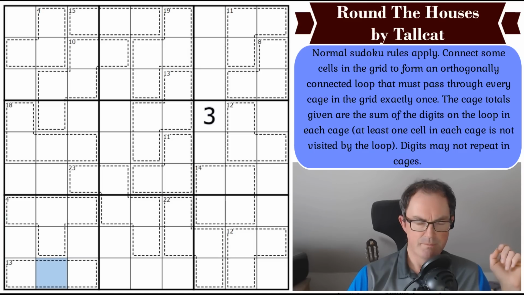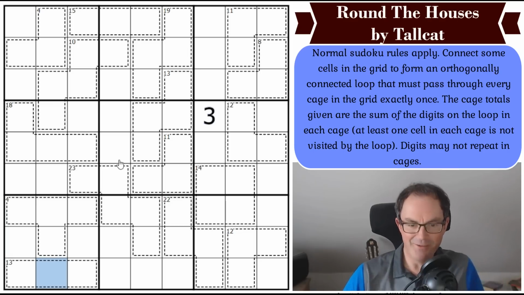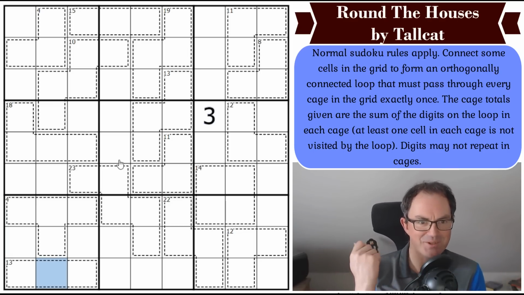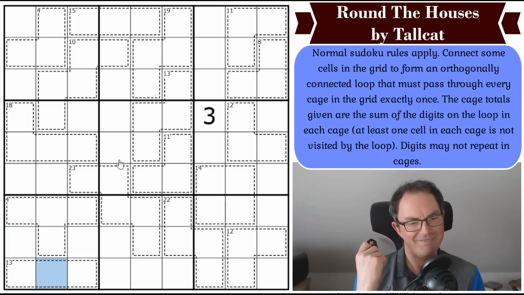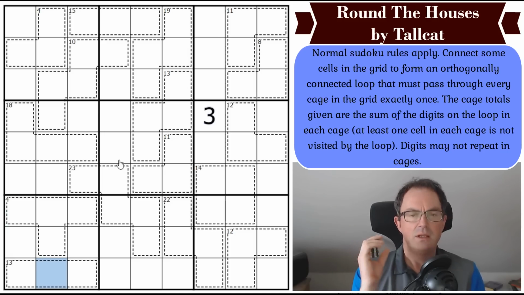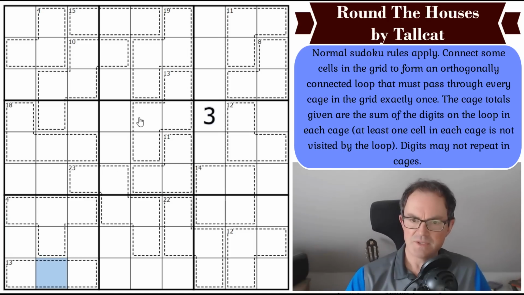I almost feel I've missed something about this. I almost feel I don't understand how this can possibly solve. How? I don't understand how I can get a grip on this at all. Let me just, right, I need to connect some cells in the grid to form an orthogonally connected loop that must pass through every cage in the grid exactly once.